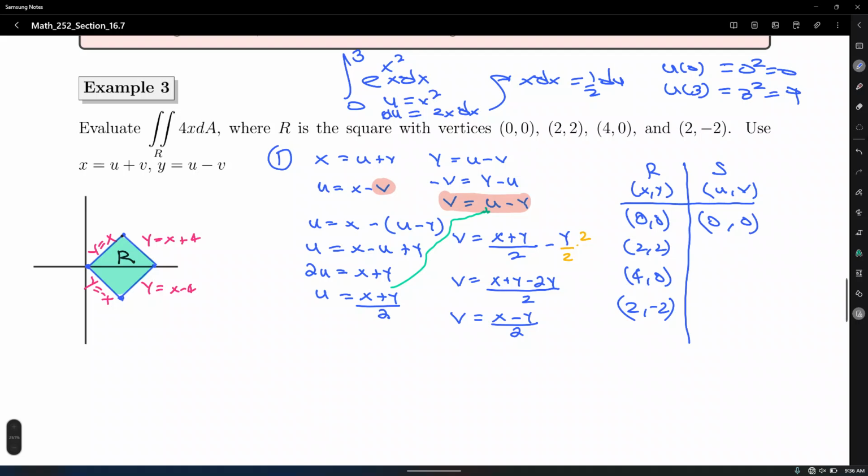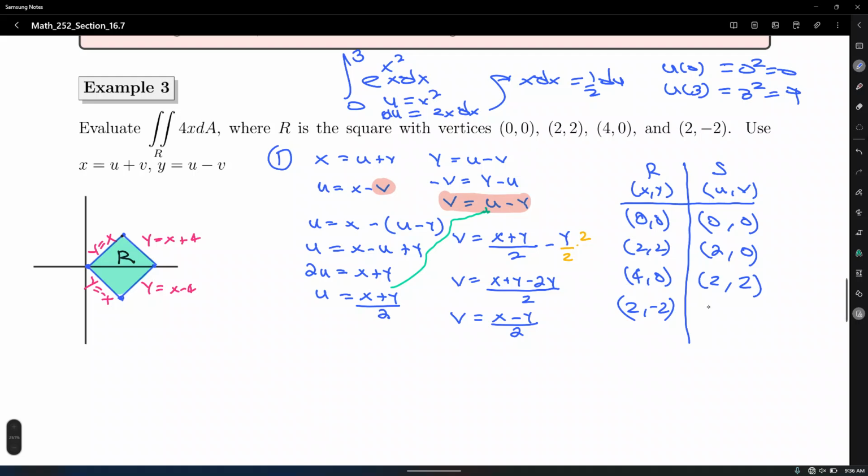So what's the u related to this point? Okay, so 2 plus 2, isn't that 4? Divided by 2, that equals 2. 2 minus 2, 0. Divided by 2, 0. What about the point 4, 0? Okay, x equals 4, 4 plus 0, that's 4. Divided by 2, that's a 2. 4 minus 0, that's 4 over 2, that's 2. And lastly, the point 2, negative 2.